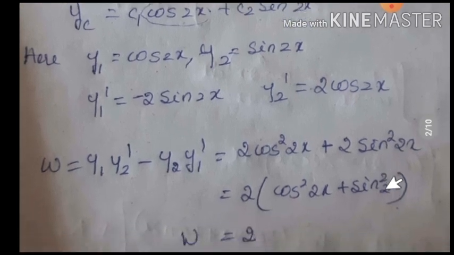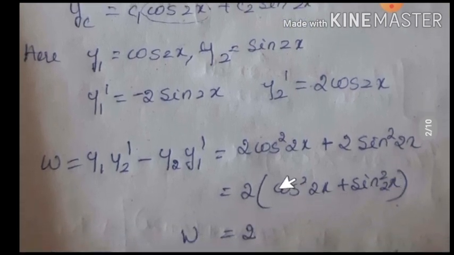Take 2 common, cos square x plus sin square x you will get. So what will be the final answer? You know this bracket term answer is 1. So 2 into 1 is 2. So we found the Wronskian constant. Now to write the complete solution, I need to find out what A and B are.